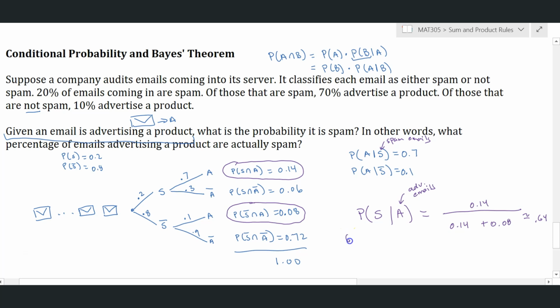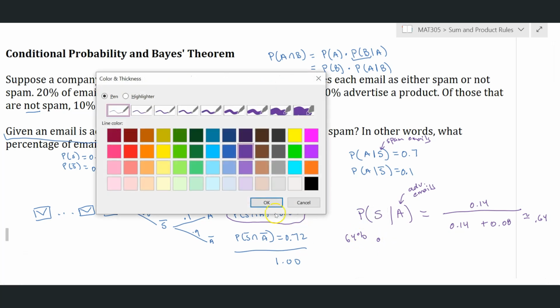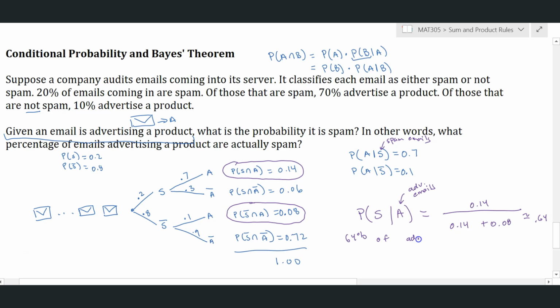So 64% of advertising emails are spam. So, in other words, a majority, or slightly more than 50%, a majority in that sense of advertising emails are spam, and that means that only 36% of advertisement emails are not spam, and that would be the other 0.08.